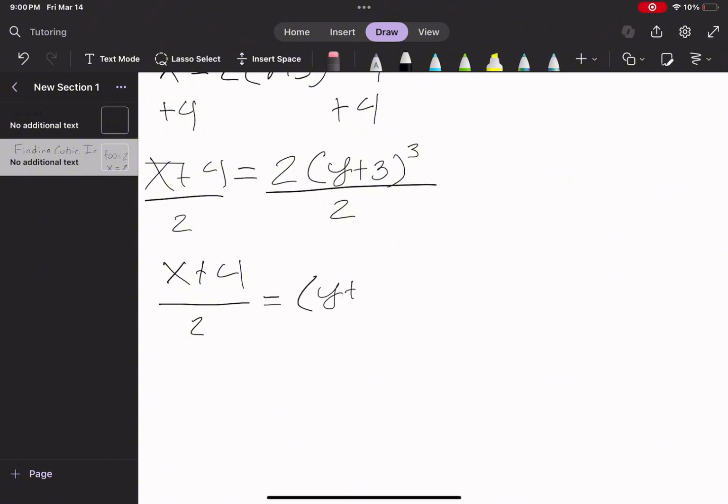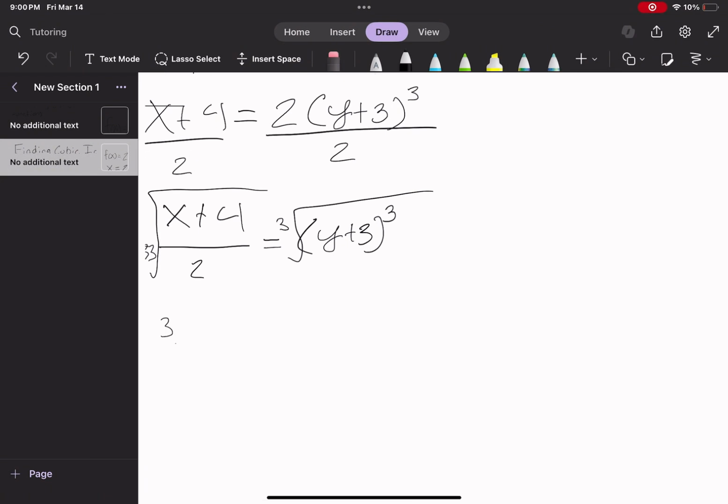And so with quadratic inverses, we would use a square root to get rid of the square. So here we will use a cubic root to get rid of the cubed. And that can be shown as a radical sign with a little 3 on the side of it. So now the cubic root of (x plus 4) over 2 is equal to y plus 3.